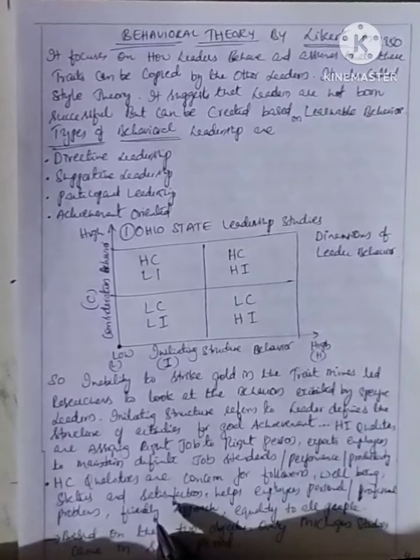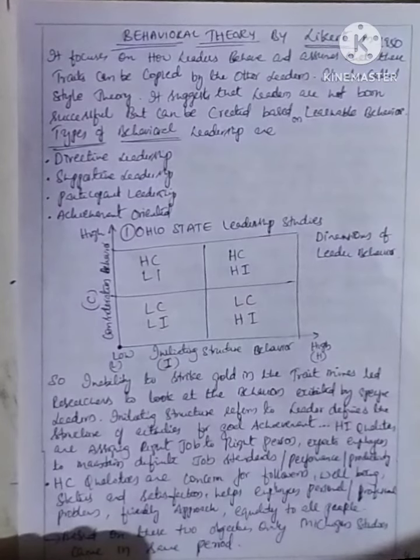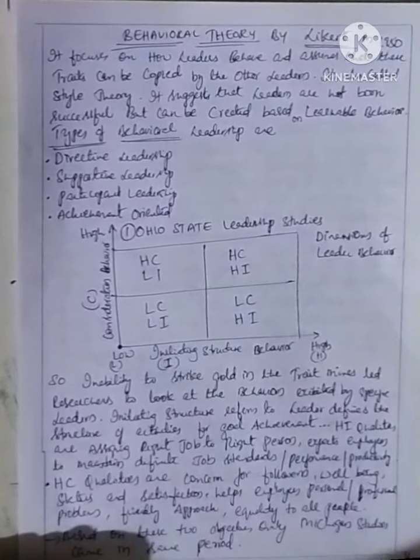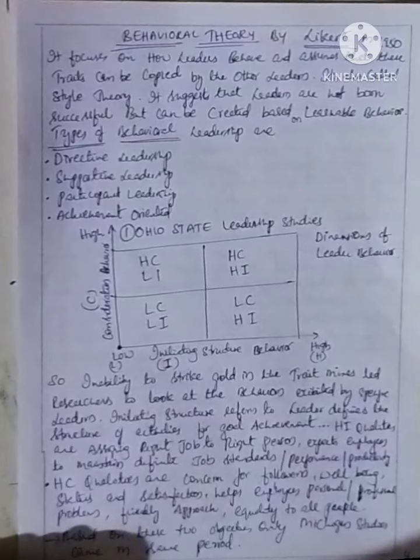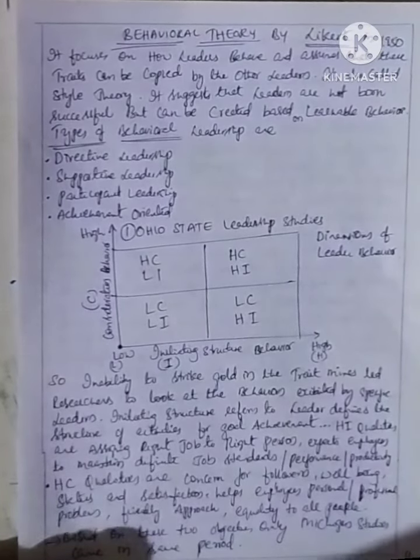High consideration qualities are concern for the followers' well-being, status and satisfaction, helping employees with personal or professional problems, a friendly approach, and equality to all the people. Based on these two dimensions only, the Michigan studies came into existence in the same period.